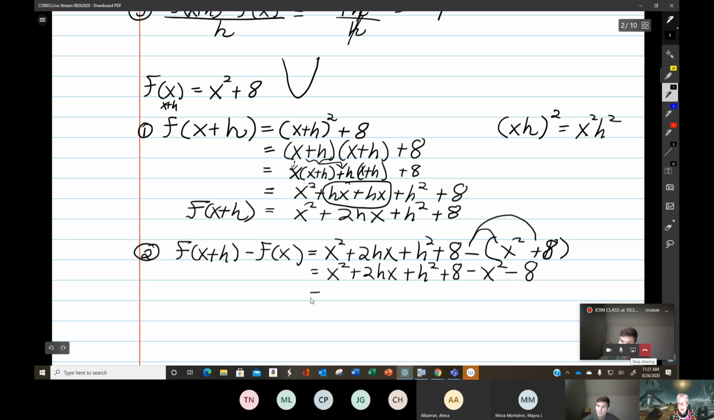Now that the parentheses are gone, we can combine the like terms. X squared minus x squared is 0. 8 minus 8 is 0. So what we're left with, let me mark through them to make sure I don't make a mistake, I'll be left with 2hx plus h squared, and that's the answer to step 2, f of x plus h minus f of x. After all that, that really doesn't look that bad. It could be worse.